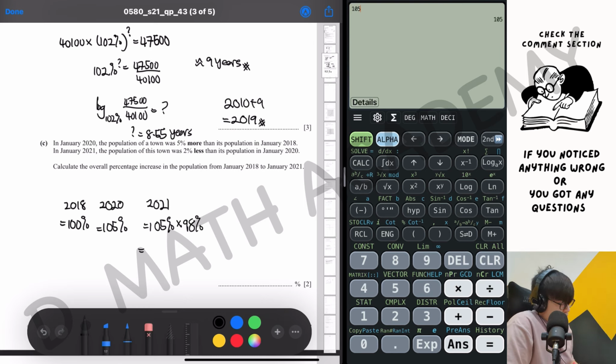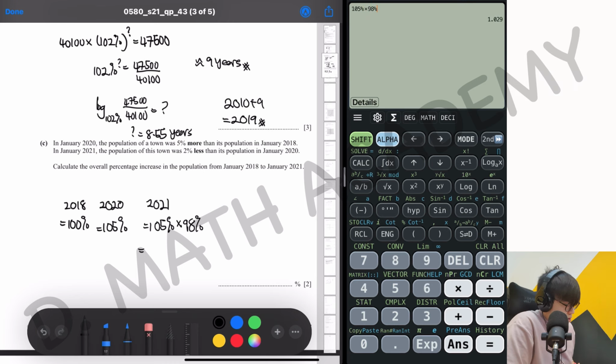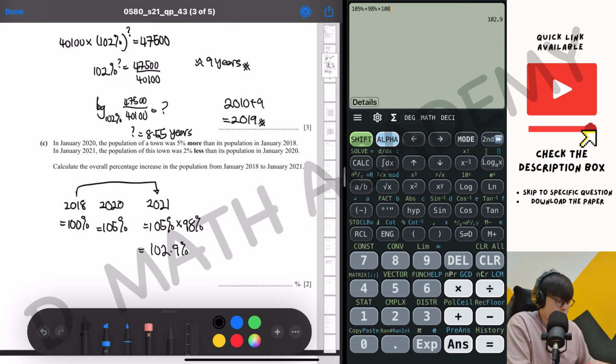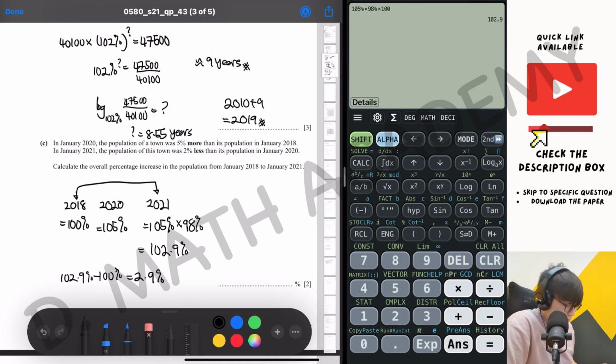So by doing so, you will get your answer as about 102.9%. So as compared to these two, you will now find the difference as 2.9%. So that's how you trace the difference here.